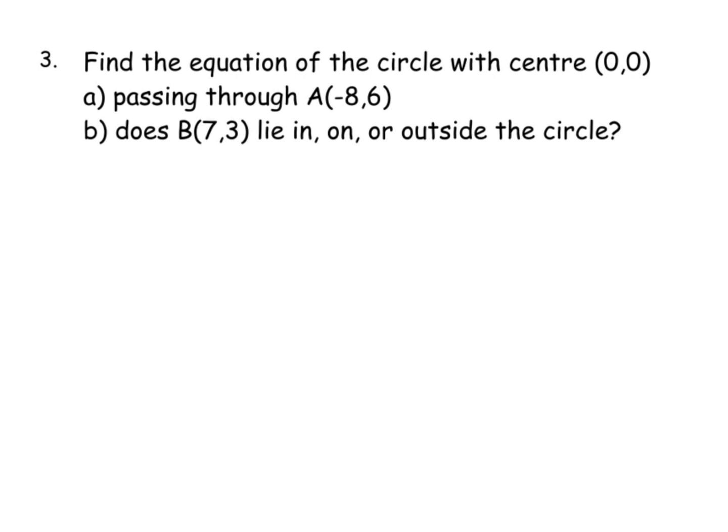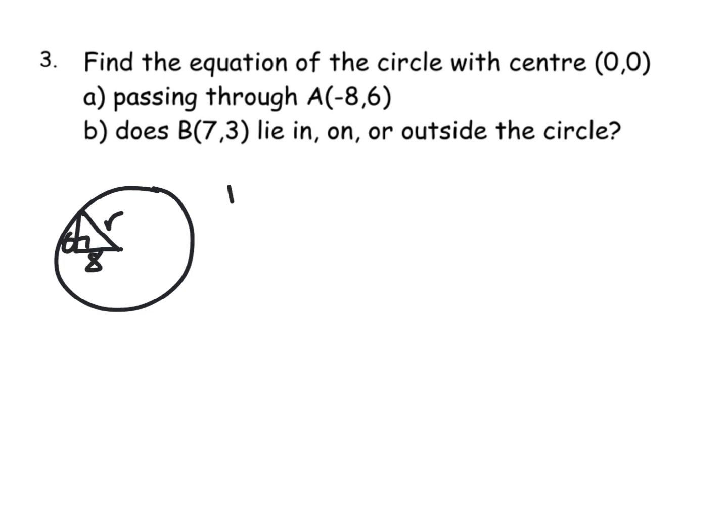Okay, so here's an example. We have to find the equation of the circle with centre 0, 0 passing through the point A, negative 8, 6. So what we have to do is, if we picture this, our centre would be here, which is obviously 0, 0, and the point negative 8, 6 would be something like this. So we're going back 8, up 6 to get a radius.